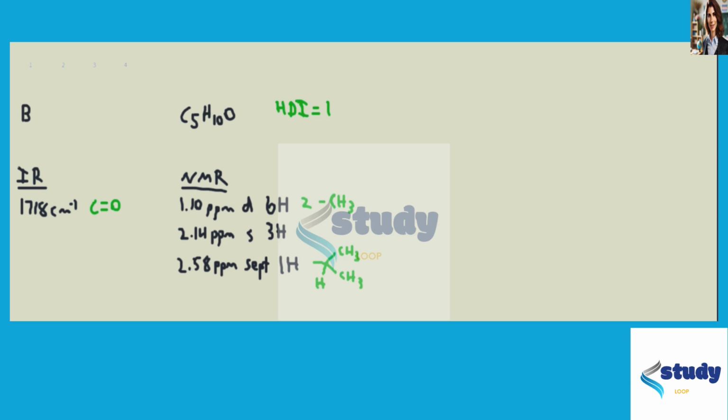And then we have a singlet at 2.14 ppm that integrates to 3. And so this is probably another methyl group. Okay, and so when we put all of this information together, it kind of has to look like this. So here's our methyl group. Our ketone is going to be right here. And then we have the rest of the molecule here. Okay, and so that's the structure for B.